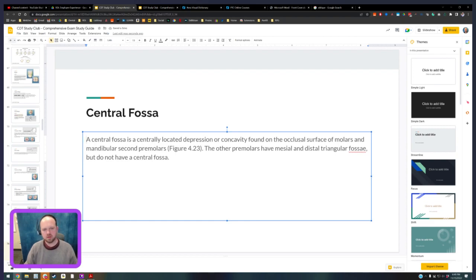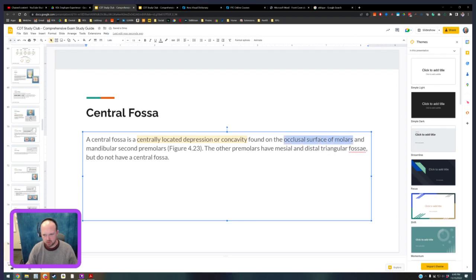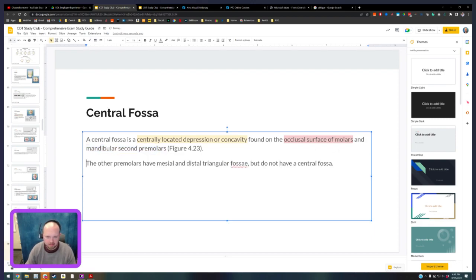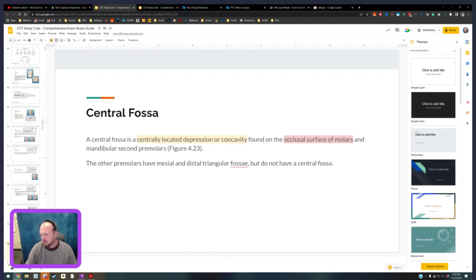A central fossa is a centrally located depression or concavity found on the occlusal surface of molars and mandibular second premolars. The other premolars have mesial and distal triangular fossa but do not have a central fossa. All right, there we go.